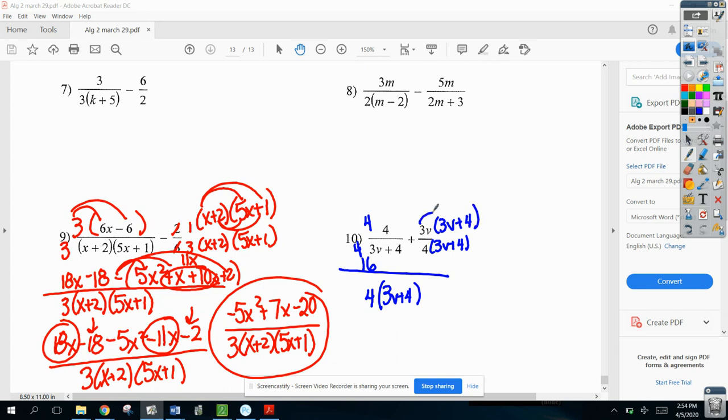And so then if you distribute, 3b times 3b is 9b squared. 3b times 4 gives me 12b. And I'm just going to put this in order because math teachers like things in order. 9b squared plus 12b plus 16 all over 4 times 3b plus 4. Whew, done.